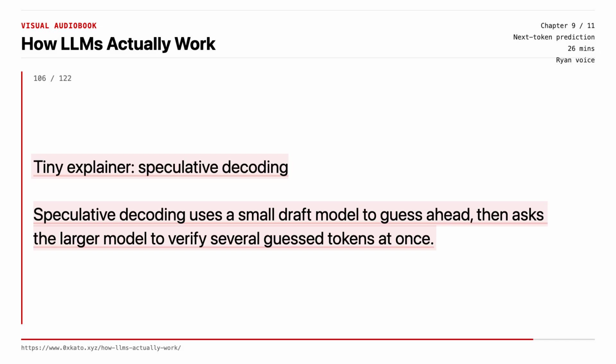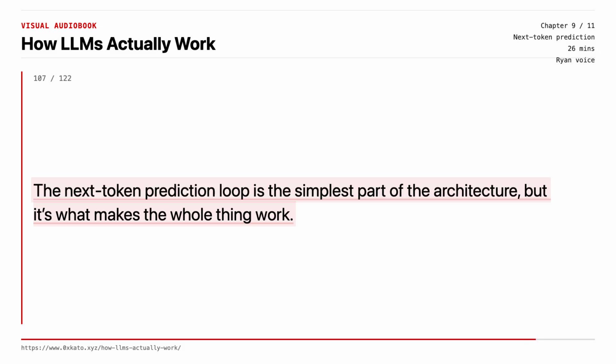Tiny explainer. Speculative decoding. Speculative decoding uses a small draft model to guess ahead, then asks the larger model to verify several guess tokens at once. The next token prediction loop is the simplest part of the architecture, but it's what makes the whole thing work.